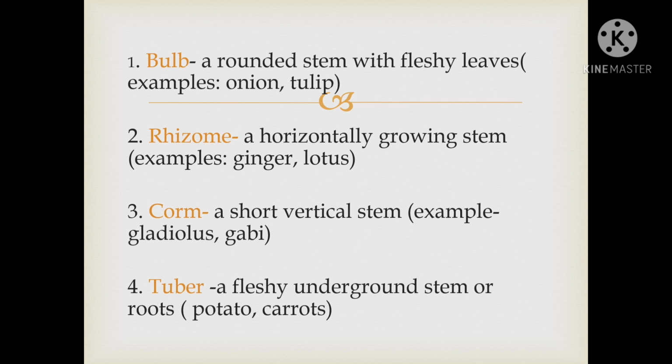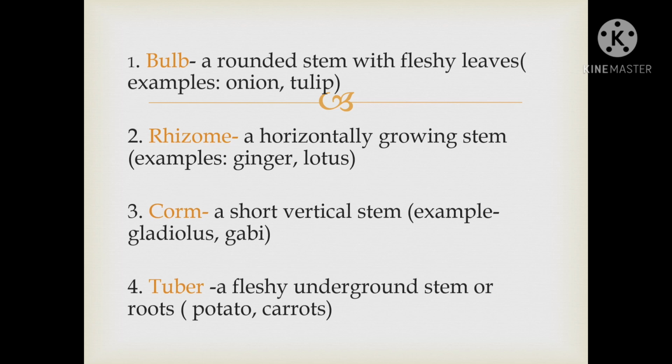So these are the kinds of asexual reproduction through vegetative reproduction. Number 1 is bulb. It is planted through a rounded stem with fleshy leaves. Examples of these are onion and tulips. Number 2 is rhizome. It is a horizontally growing stem. Examples of it are ginger and lettuce. Number 3 is corm. It is planted through a short vertical stem. Examples of it are gladiolus and gabi. And number 4 is tuber. It is a fleshy underground stem or roots like the potato or carrots.